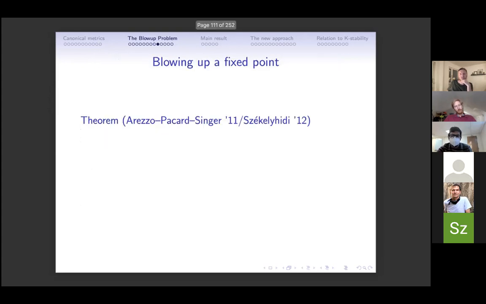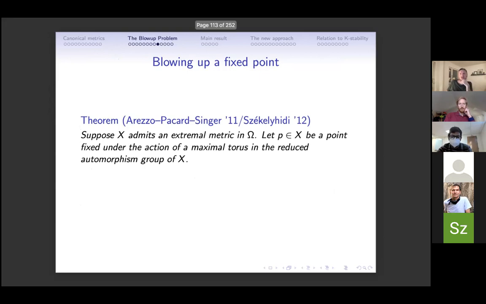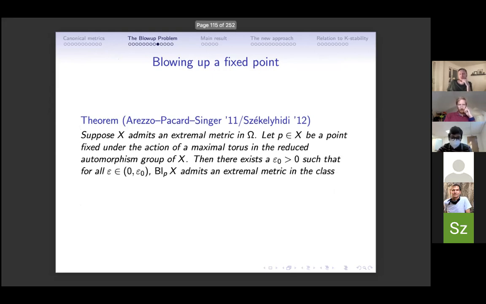So yeah, just to summarize what this construction is. Both by Arezzo-Pacard-Singer and Székelyhidi, using slightly different constructions: suppose X admits an extremal metric in a given class and pick a point fixed under the action of a maximal torus in the reduced automorphism group of X. Then for all sufficiently small epsilon, the blowup admits an extremal metric in these classes that we're considering. So there, the construction still works and we can always construct an extremal metric in these classes.